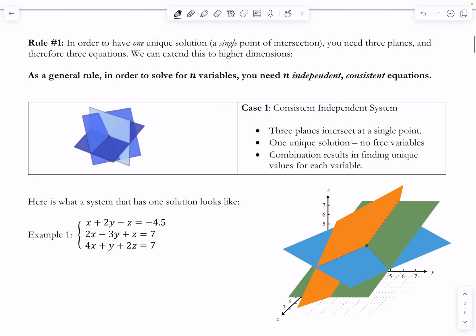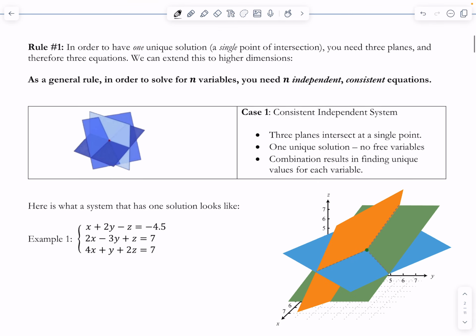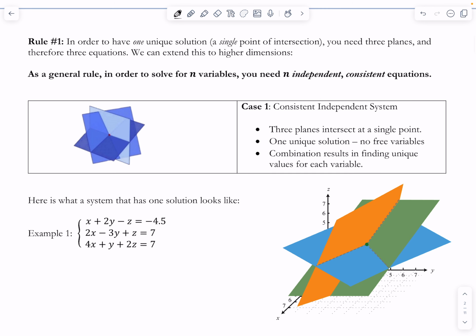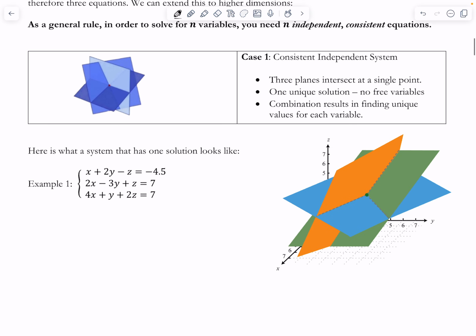So it'll be a little bit different, but I'll try to help you work your way through it. All right, so let's start first with looking at when we have a consistent independent system. So you can see in the sketch the orange, the blue, and the green, that we have these different planes intersecting at that one point. So this is going to be a system where we're actually going to get a solution where we have x equal to a value, y equal to a value, and z equal to a value.